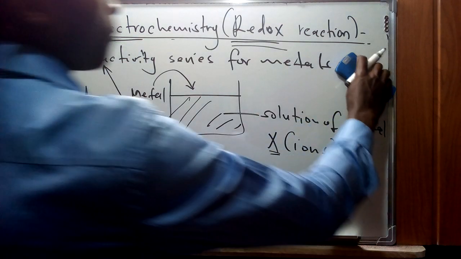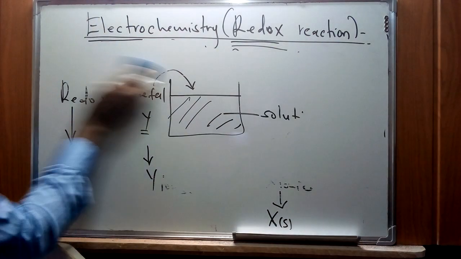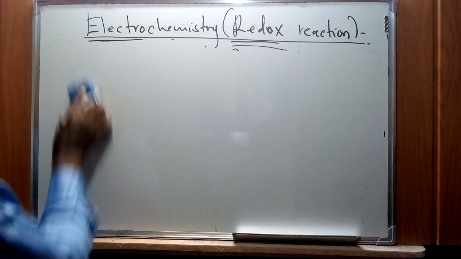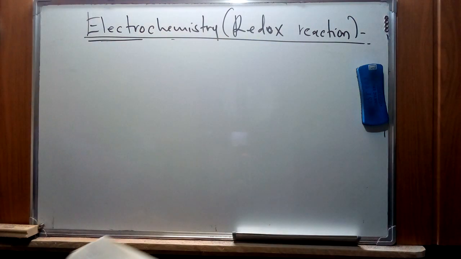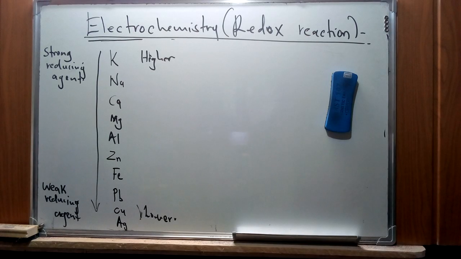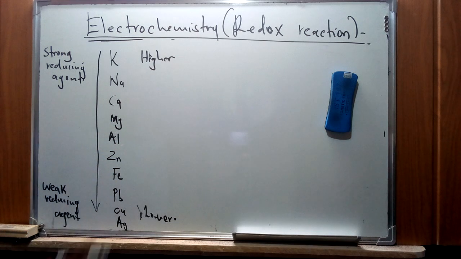So maybe for demonstration purposes I can give just a rough mention of the concept of a reactivity series, so that from there we can discuss this concept of redox reactions. I'm going to write a series of metals on the board. This is what I've been referring to as the reactivity series, whereby we have a range of metals: potassium, sodium, calcium, magnesium, aluminum, zinc, iron, lead, copper, and silver.